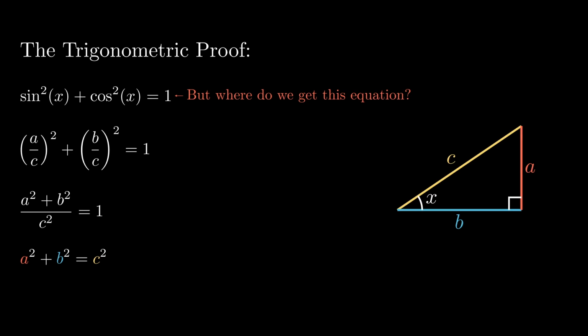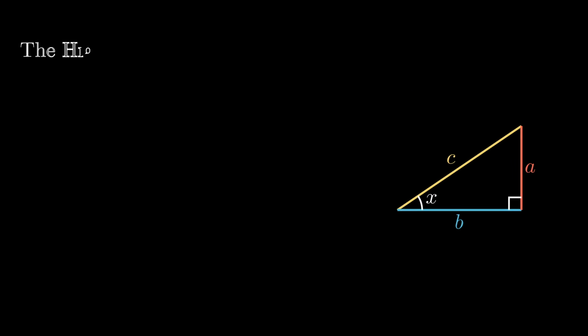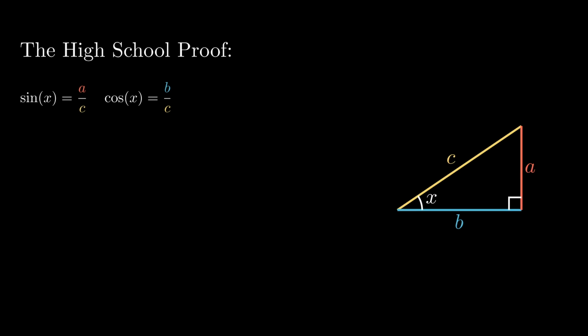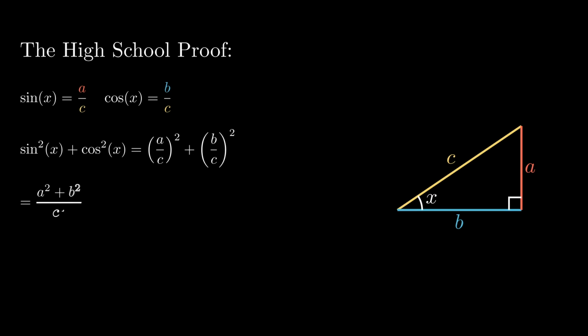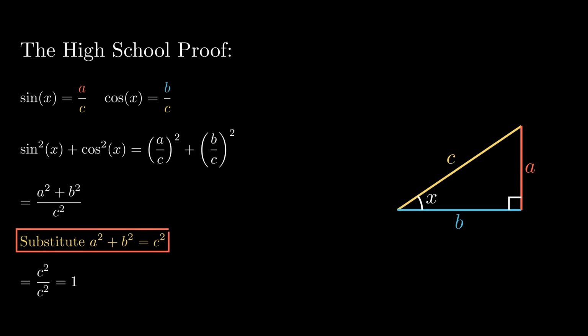Its proof in itself creates a circular loophole, as you will see over here, that we commonly learn in high school. As you can see, we get a square plus b square divided by c square, and then by Pythagorean theorem itself, we substitute in c square over there. That's the circular logic part. But is there another way to prove sine square plus cos square is equal to 1?